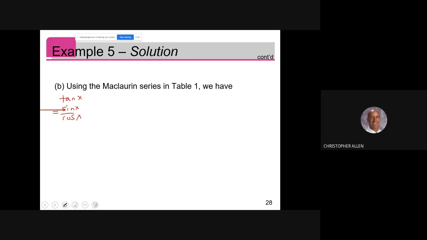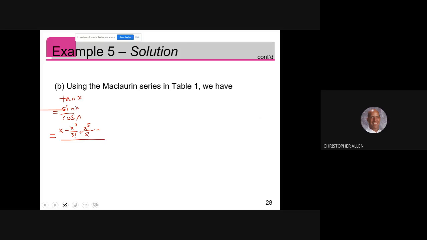I mean, that's what it is. That's what the ratio is. Well, what was sine x again? X minus x cubed over 3 factorial plus x to the 5th over 5 factorial minus, and so on, right? That's what sine x is.